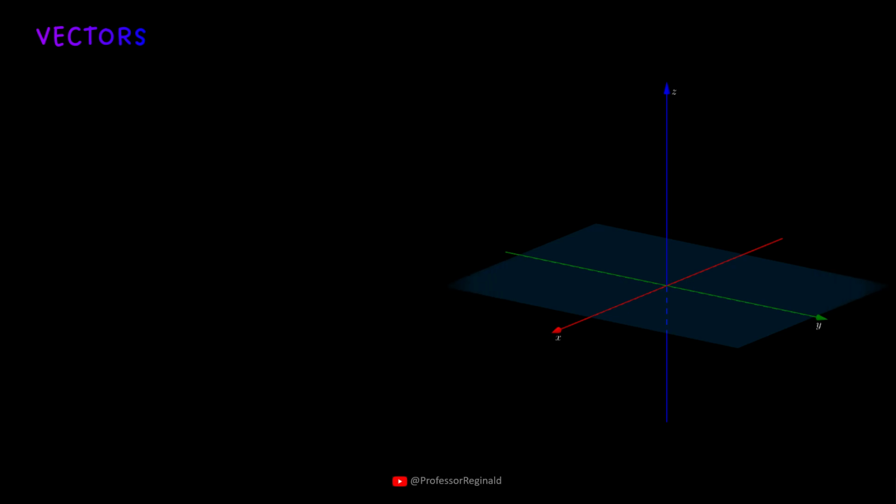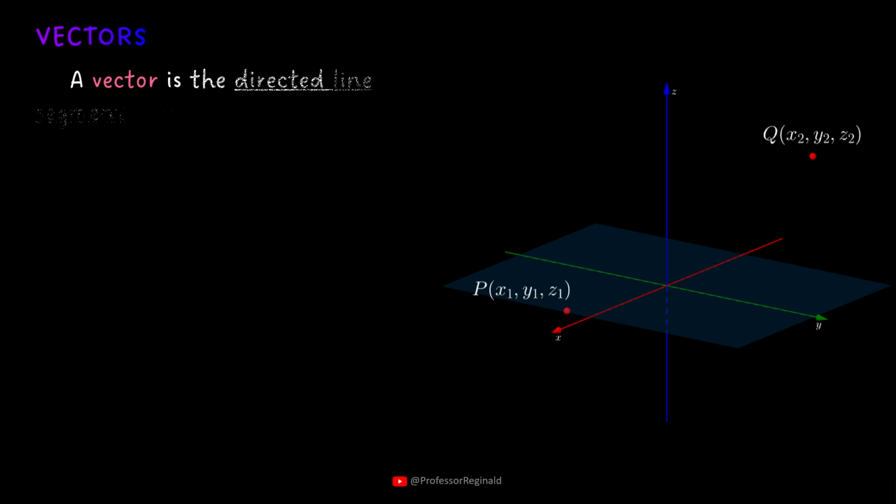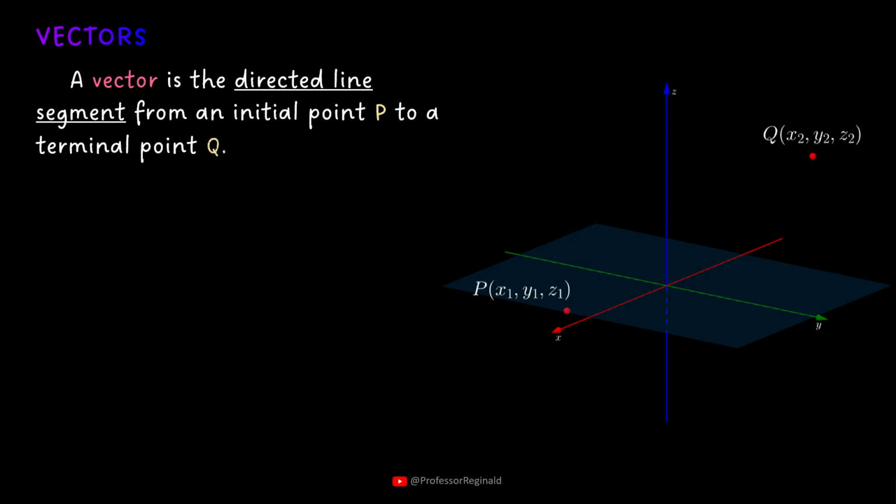Consider a 3D space and two distinct points in this space. A vector is the directed line segment from an initial point to a terminal point. One way to write a vector is to represent it in terms of its initial and terminal points.